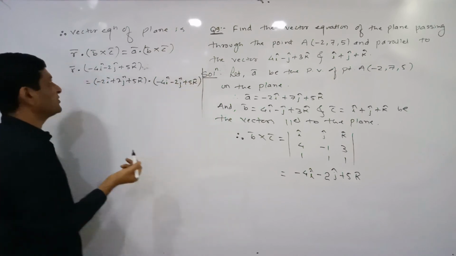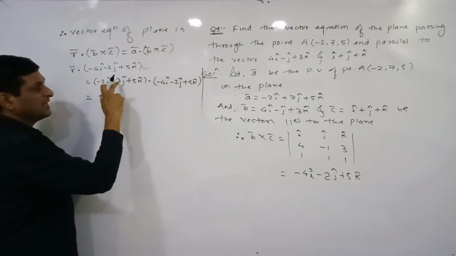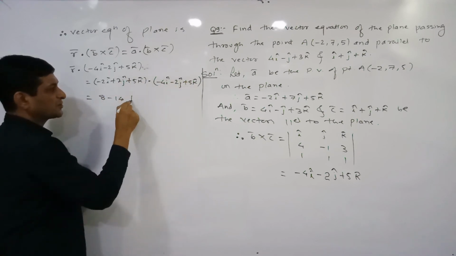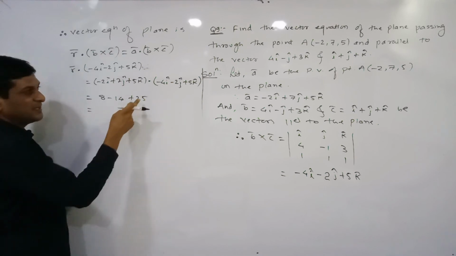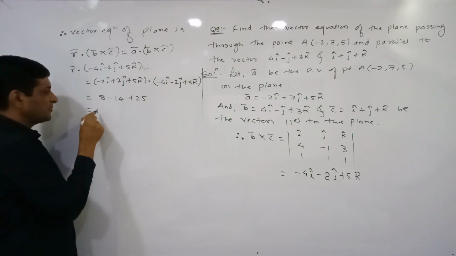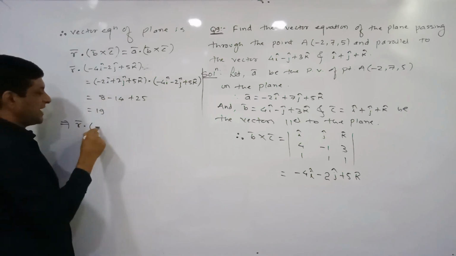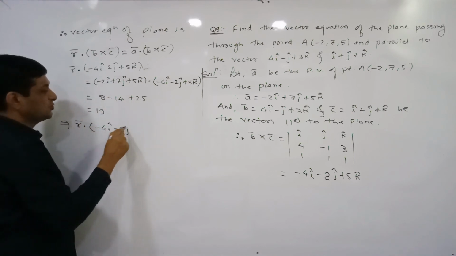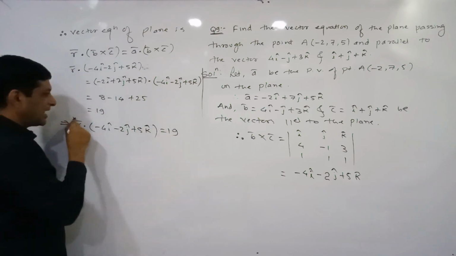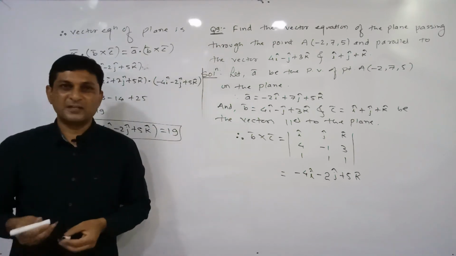Remaining part is just simplification. On this side, minus 4 into minus 2 is plus 8 and 7 into minus 2 is minus 14 and 5 into 5 will be equal to 25. Let us see what we'll get here. 25 minus 14 is 11, 11 plus 8 will be equal to 19. So this implies that r bar dot (-4 I cap minus 2 J cap plus 5 K cap) is equal to 19, which will be our required vector equation of plane. And the question is also to find the vector equation of plane.